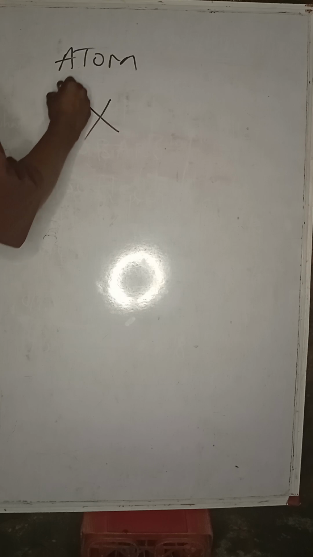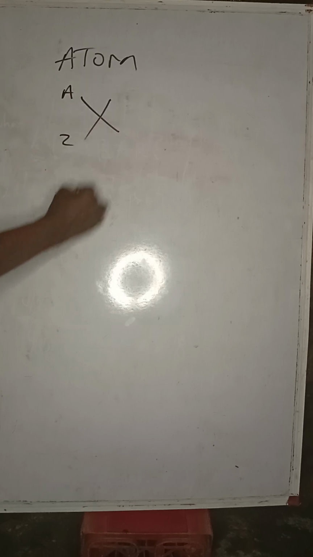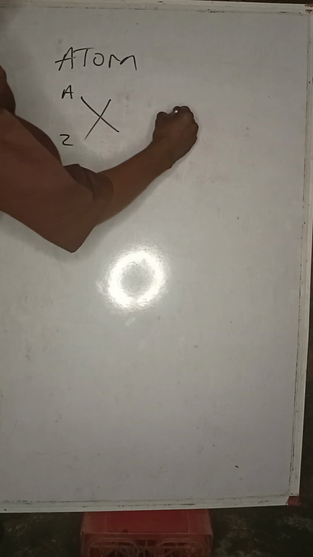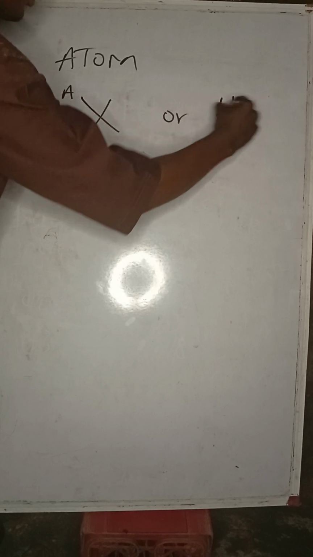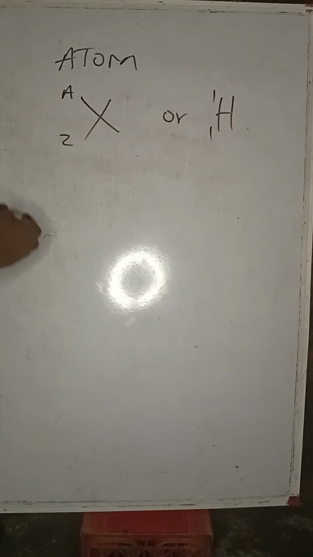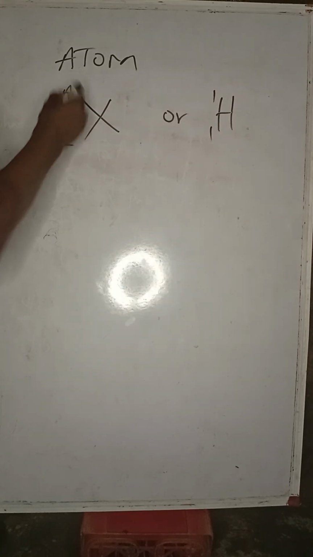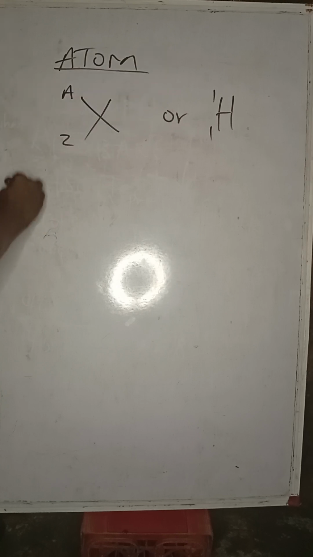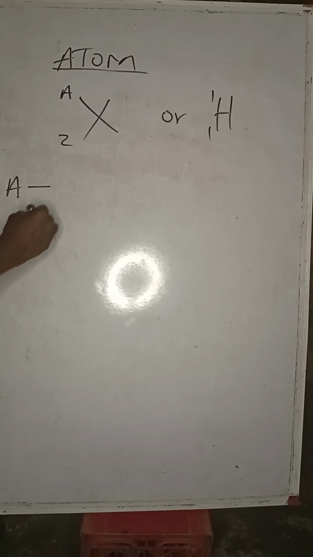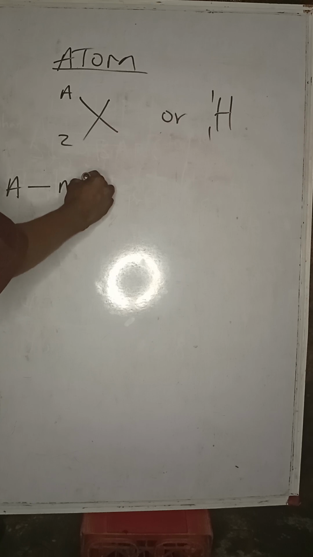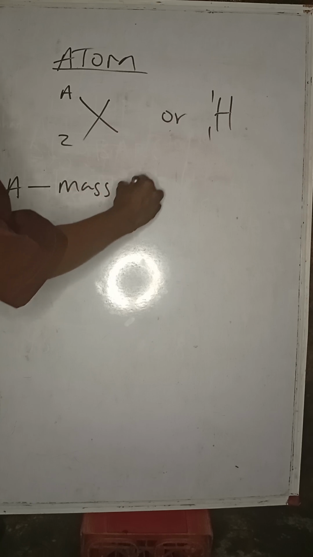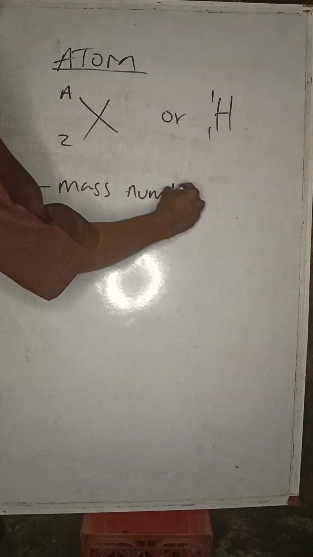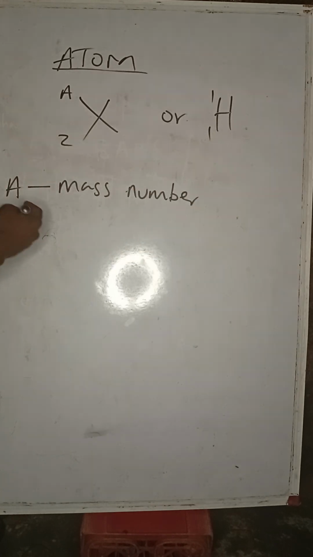Now, if this is an atom with A and Z, let me explain what I mean. Like hydrogen, the simplest atom, which is called protium, 1 1. Now, what does A stand for? For our beginners, A stands for mass number or nuclear number. A can also be atomic mass, but they are two different things. Atomic mass and mass number are two different things.